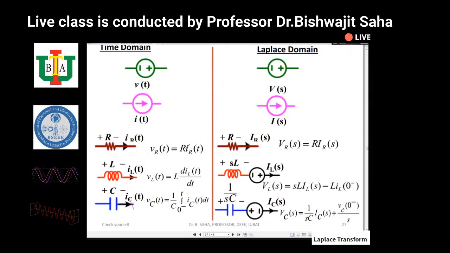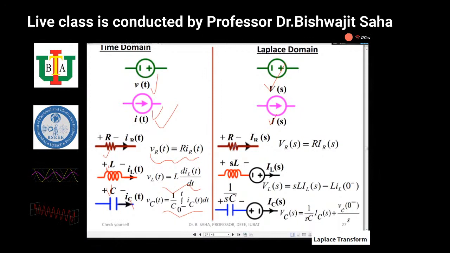That thing is going to be studied from now. We know the voltage source, we know the current source, and we know the resistor, inductor, and capacitor and their voltage drops, right? Everybody knows these equations and the sources. Now, if we look at the right side, the v(t) becomes capital V of S, and it becomes capital I of S in the Laplace domain.